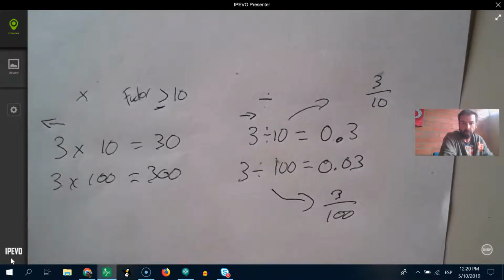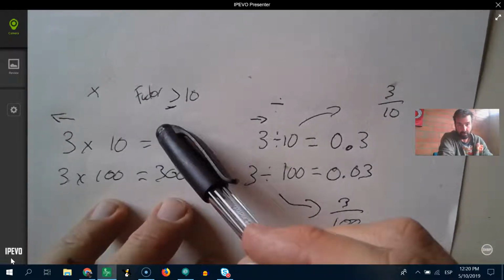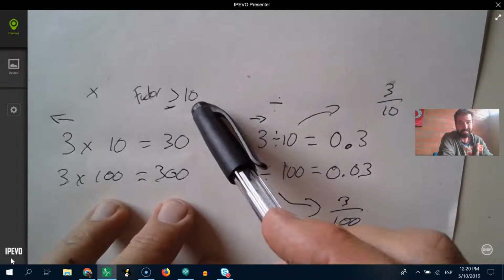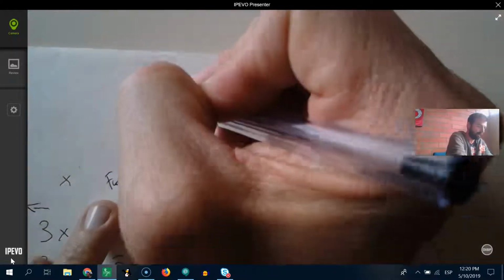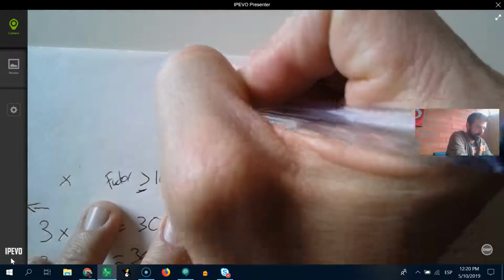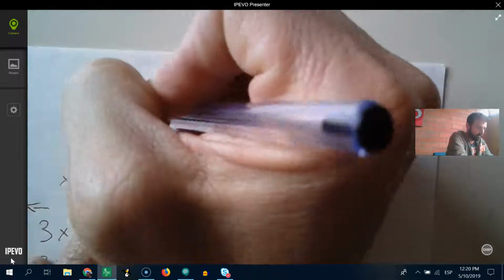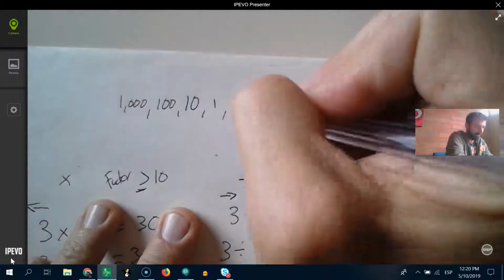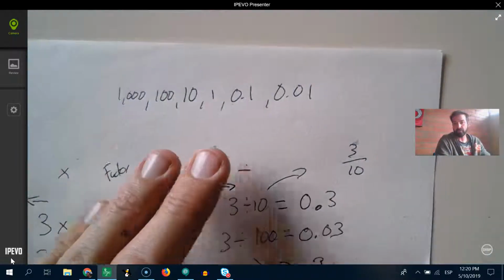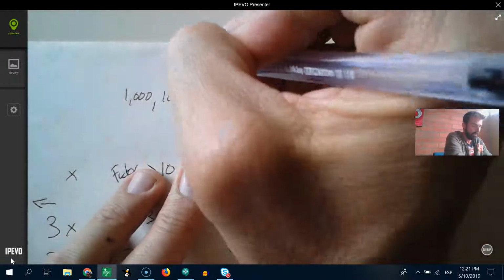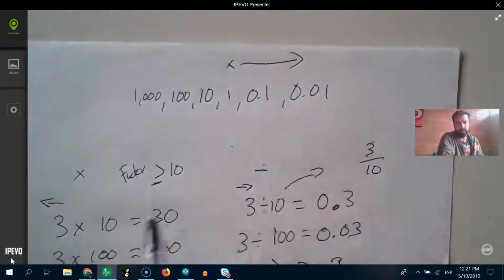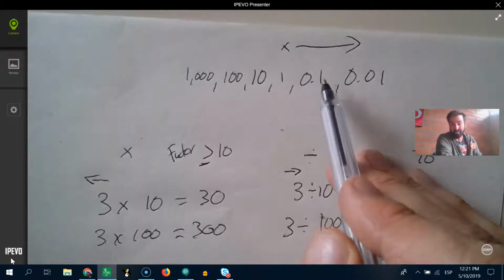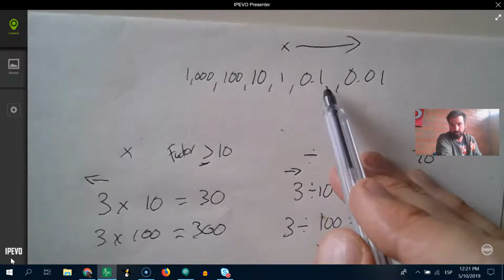All right, so when we multiply, now the tricky part here is when our factor is less than 10. So let's look at some factors of 10. We have 10. We have 100, 1,000, 0.1, so 1/10. Those are factors of 10 as well. So when I'm multiplying this way, then my number is going to go this way. It's almost like dividing. So multiplying by 1/10 is the same as dividing by 10.